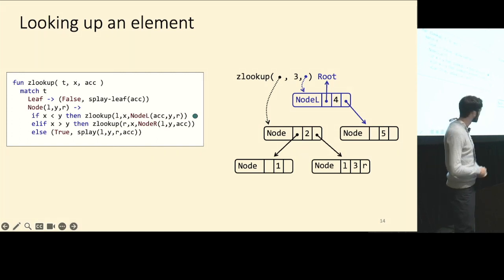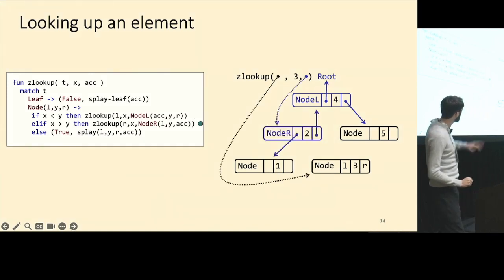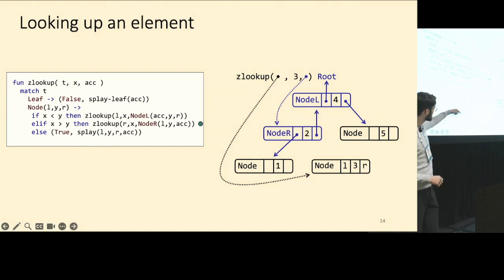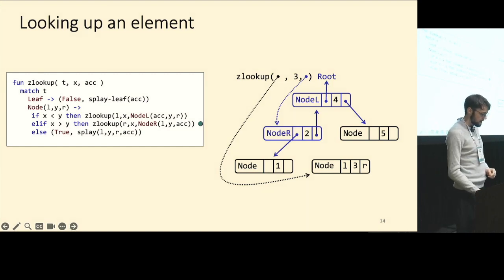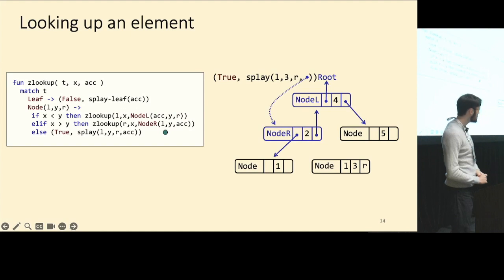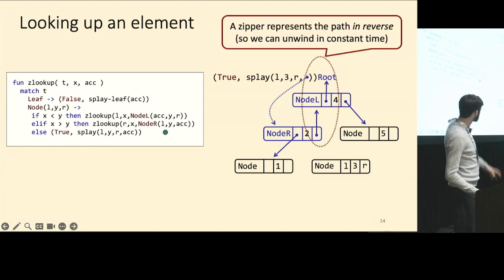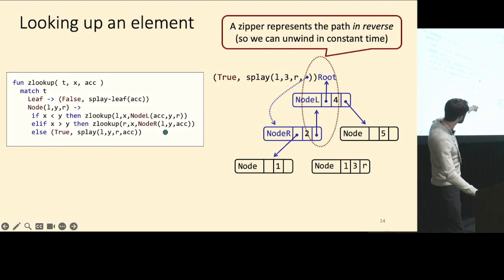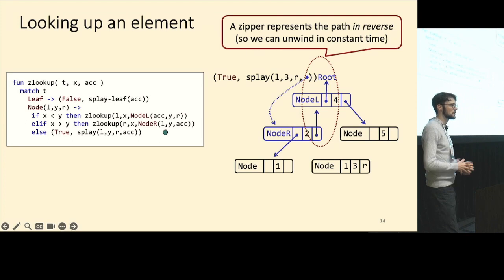And now 3 is bigger than 2, so I have to go right. And when I do this, I replace the node I had by node R zipper. And again, I replace the pointer of where the right subtree was by a pointer to the zipper I had. And then when I'm at the end, I'll call the Splay function, which will unroll the zipper. But what you can see here really is that the zipper represents the path that we took from the root down to our element in reverse. So this is a pointer reversal technique, similar to how the reverse function looked.